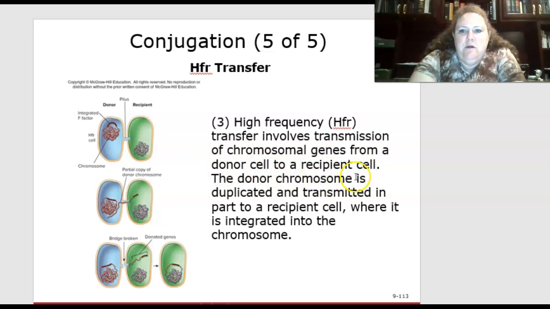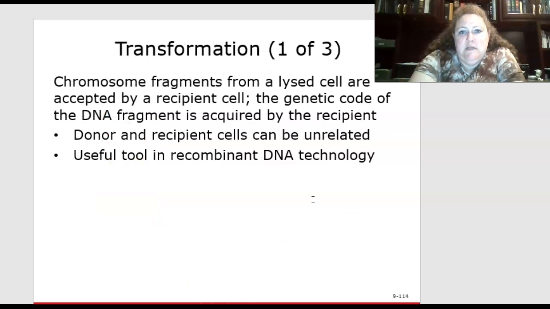And the donor chromosome is duplicated and transmitted in part to the recipient cell, where it is integrated into the chromosome, or the genetic material of that cell. And then the chromosome fragments from a lysed or exploded cell are going to be accepted by the recipient cell, and the genetic code of the DNA fragment is acquired by the recipient. So the donor and recipient cells can be unrelated, and this is a very useful tool in recombination of DNA.